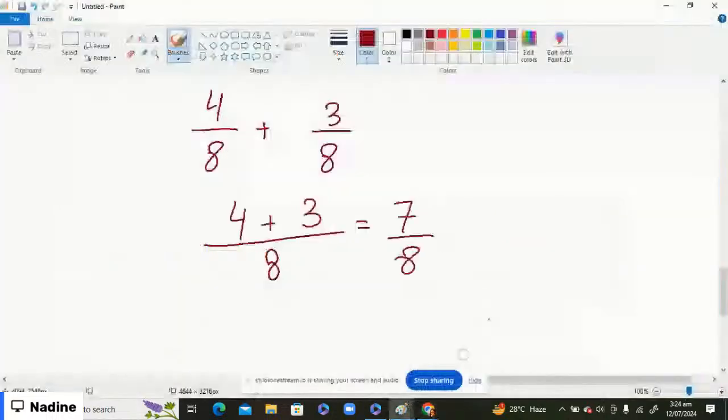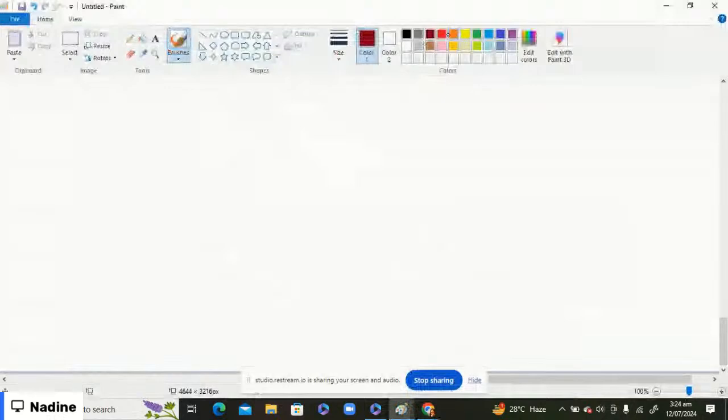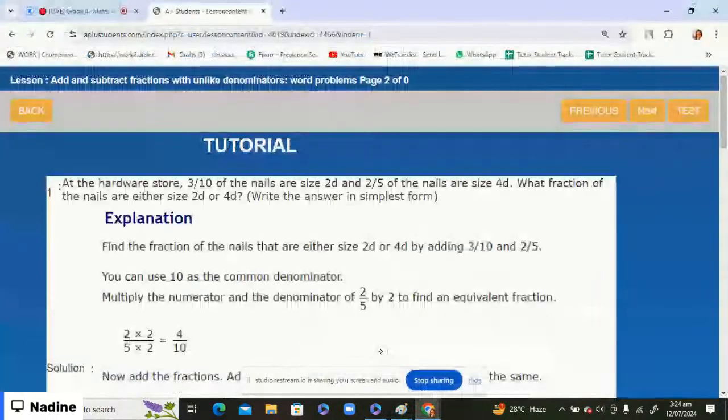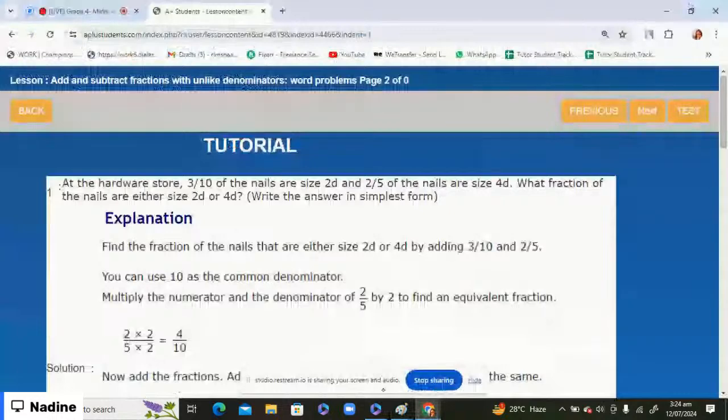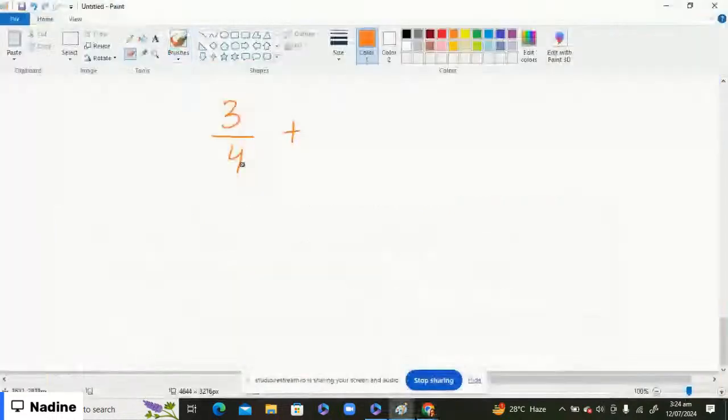So let me write it here. 3 by 10 of nails, or how much? 2 by 5. All right, let's solve this question. We are going to solve this one. So what is the smallest denominator here? That is 2 by 5.